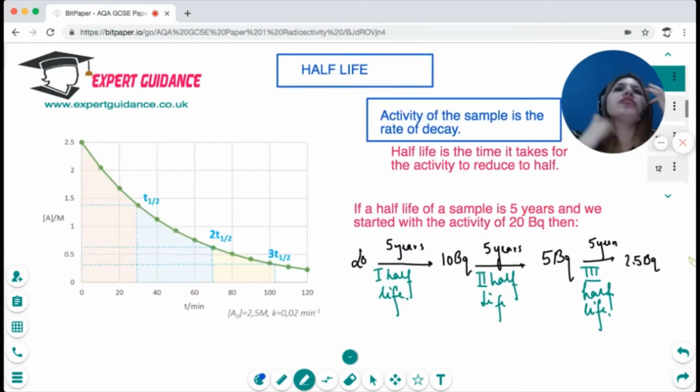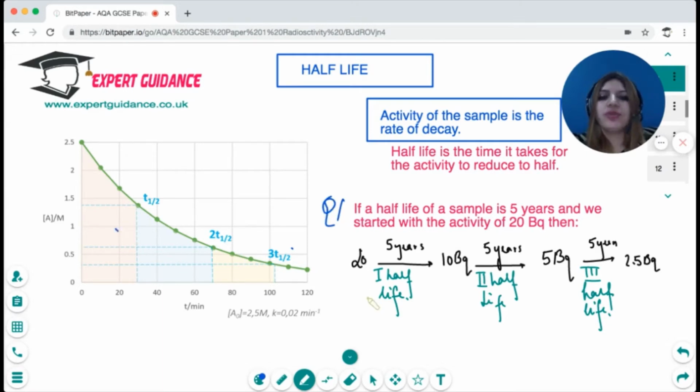Now every radioactive element shows decay. The number of decays per second is called the activity. So the activity of a sample is the rate of decay. Now, the time it takes for the activity to become half is known as the half-life. You can get a question numerically as well as graphically in the exam.